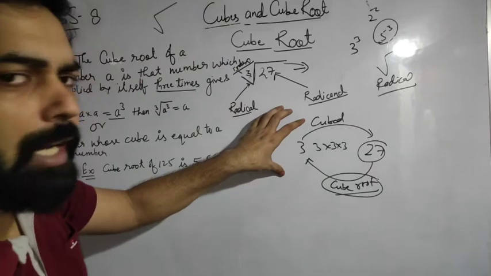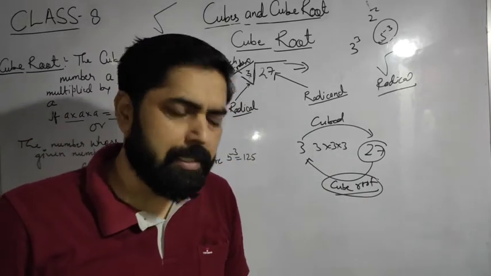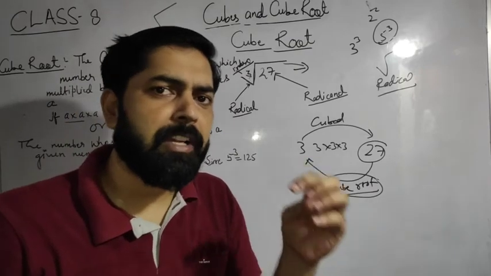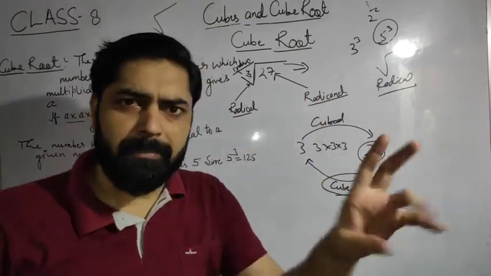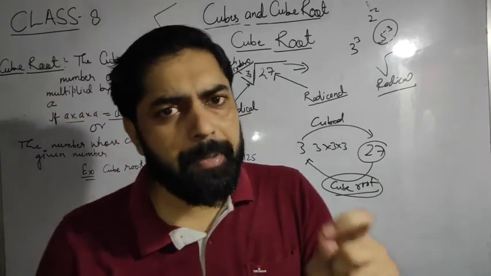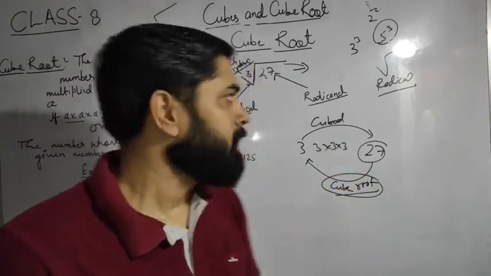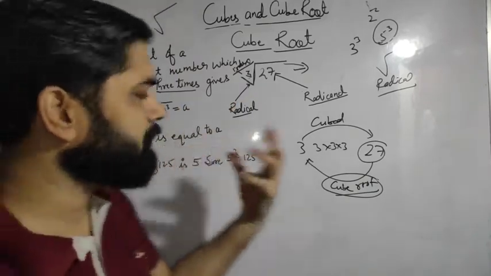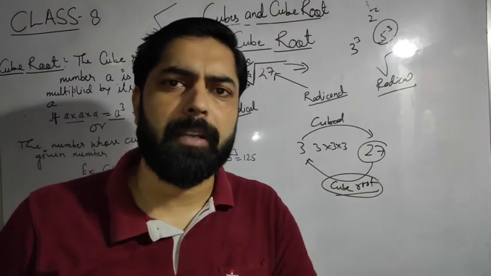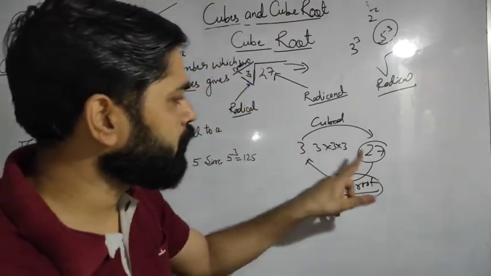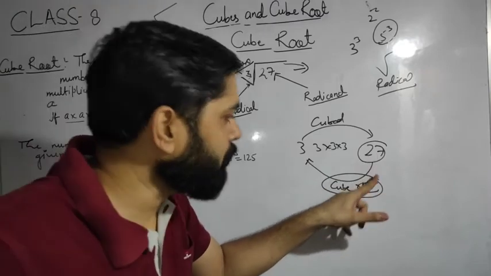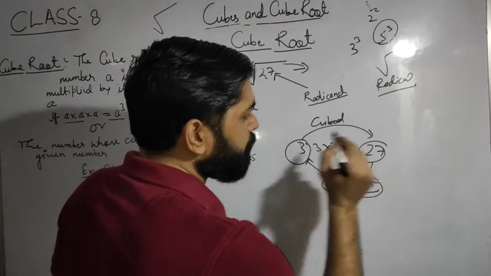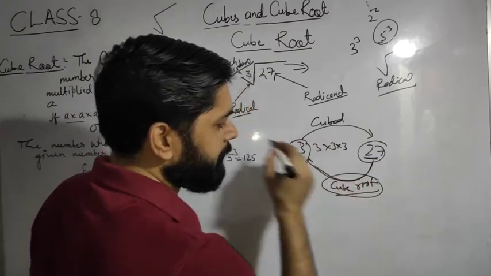So this is the cube root, and how do we find the cube root of a number? Same as the square root. Just as we find the square root by the prime factorization method, there are two methods for square root, but here there is only one method: the prime factorization method. Cube root means the number whose cube is equal to the given number. The cube of 3 is 27, and the cube root of 27 is 3.